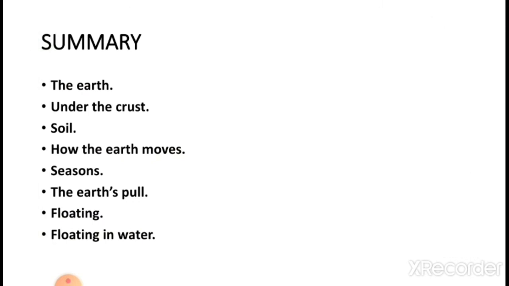So we are at the end of this chapter. In this chapter, we have discussed what the earth is, how the earth's crust and the ocean's landforms are formed, what is under the crust, what soil is, how soil is formed, how the earth moves, how the seasons change, what the earth's pull is, what floating is, and what floating in water is. So these are the topics that we have discussed in this chapter.